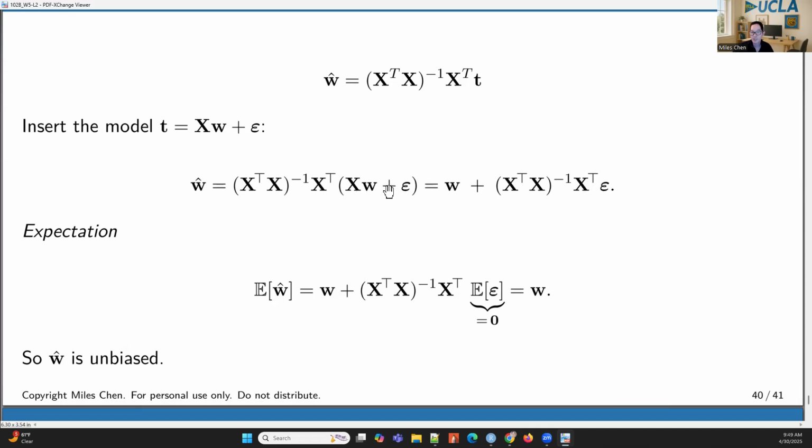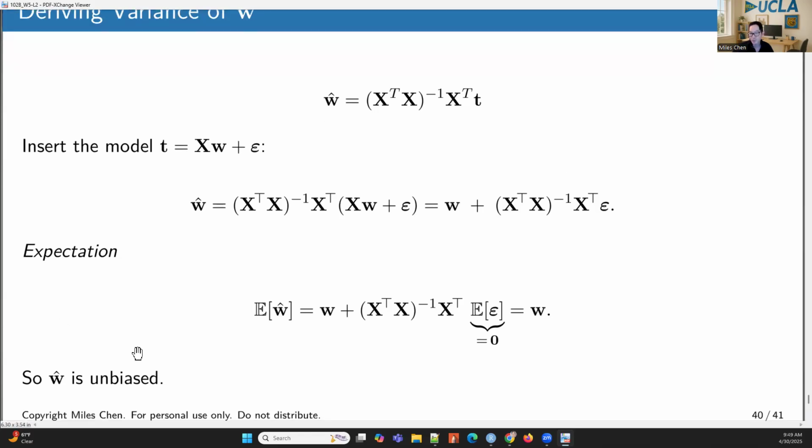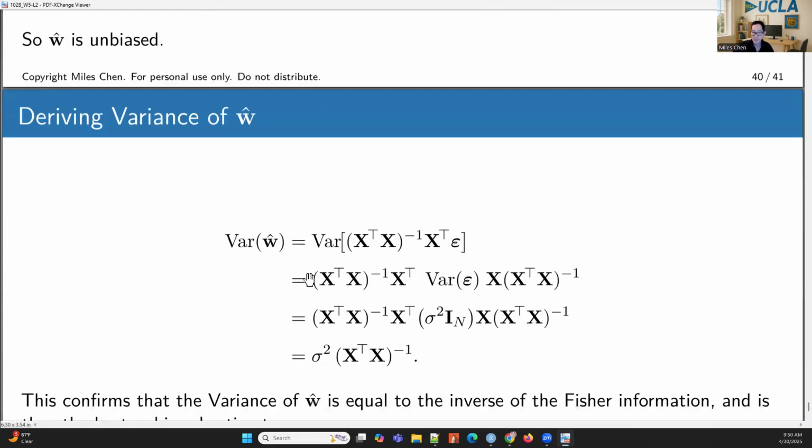The expected value of epsilon is 0, so this whole term right over here is going to zero out. So the expected value of W hat is just W. And so we can say that using this as a way to get our estimate of W is going to be unbiased.